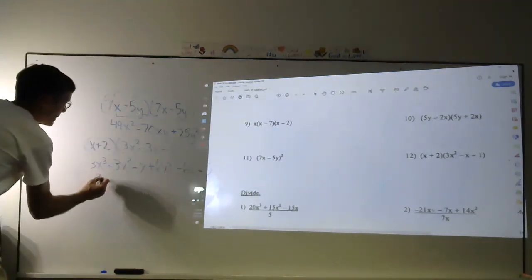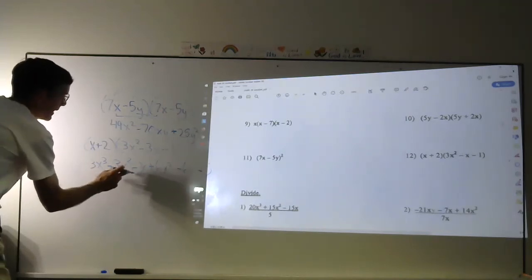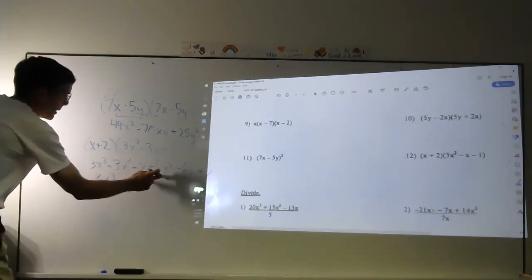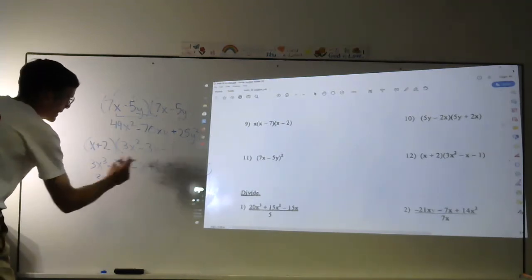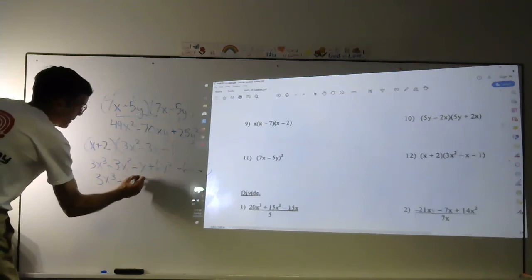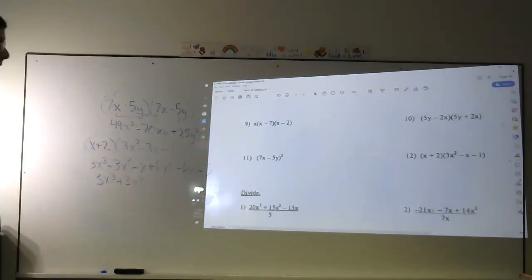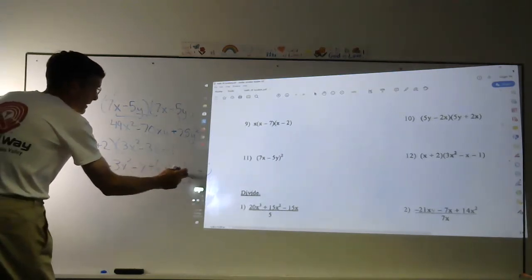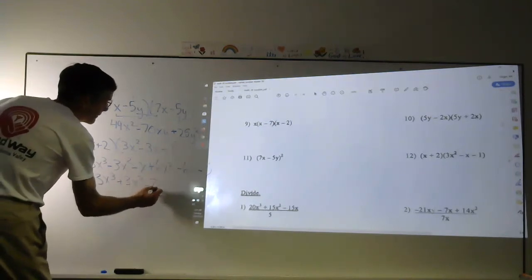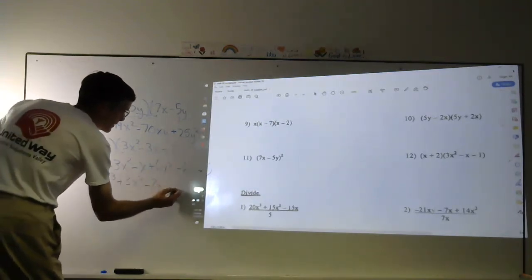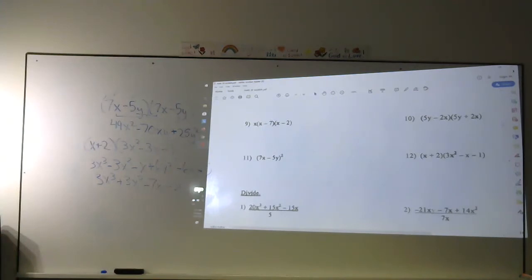I have a 3x cubed. I have a negative 3 and a positive 6x squared. The power stays the same. Subtract and give it the sign of the biggest. 3x squared. Okay? A negative x and a negative 6x is a negative 7x. And finally, a minus 2 on the end. Okay? Now, we are ready to divide.